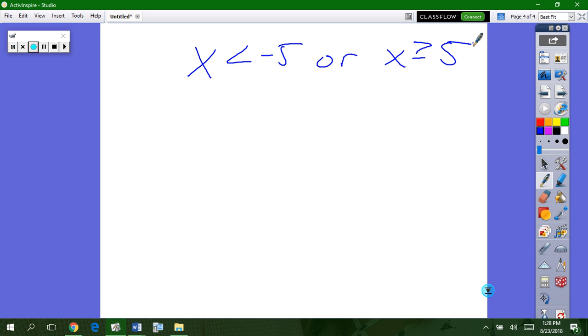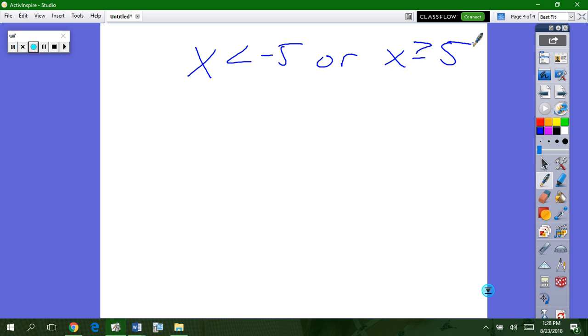How about 6? Is 6 less than negative 5? No, that's a false statement. That's like her not showing up to the movie, right? How about 6 is greater than or equal to 5? That's a true statement. So that's like me showing up to the movie and she didn't, right? Is that a true statement? Yeah. Does that make sense to everybody?